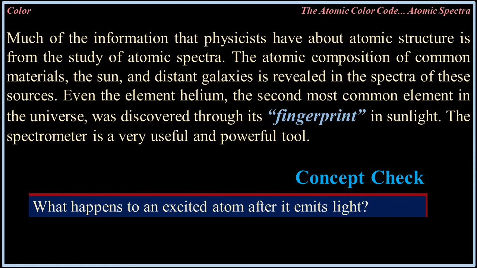Much of the information that physicists have about atomic structure is from the study of atomic spectra. The atomic composition of common materials, the sun, and distant galaxies is revealed in the spectra of these sources. Even the element helium, the second most common element in the universe, was discovered through its fingerprint in sunlight. The spectrometer is a very useful and powerful tool. Concept check. What happens to an excited atom after it emits light?